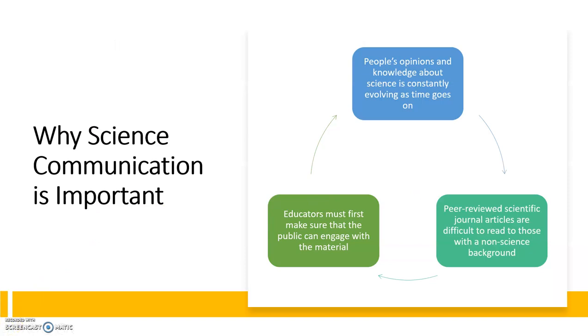So, why is science communication so important? Well, climate change has become a divisive issue in the United States. It is critical for environmental organizations to establish environmental protections as part of more people's identity. Science has become rooted in most attributes of modern society, and people's opinions and knowledge about science are constantly evolving as time goes on.